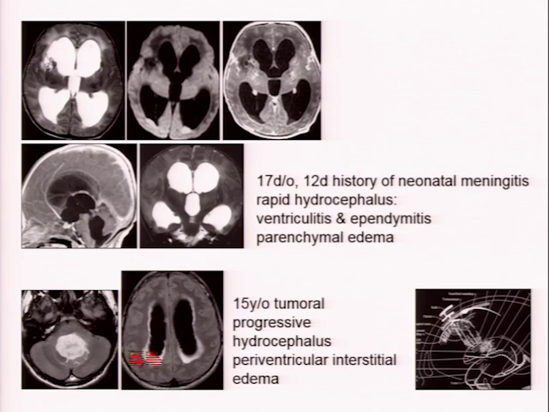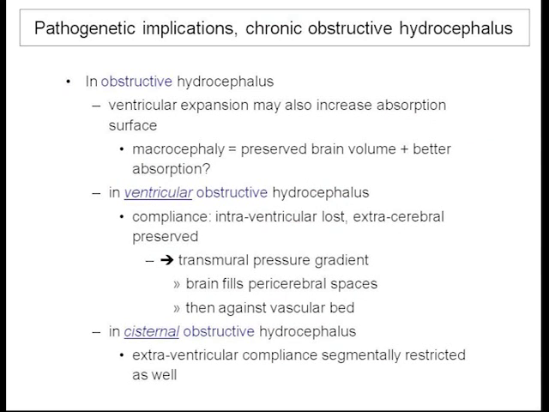And this is a case of tumor, and I show you this image also, and that again indicates that there is a compromise of the absorption. So in the chronic obstructive hydrocephalus, there are a few implications. One of them is that in any case of obstructive hydrocephalus, the ventricular expansion may also increase the absorption surface. So that would explain why some of those children are in good balance with very large ventricles, but they go well, they have a large head, but apparently they are doing well, including intellectually.